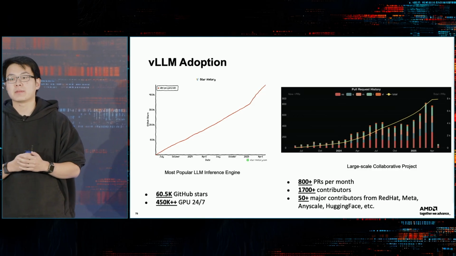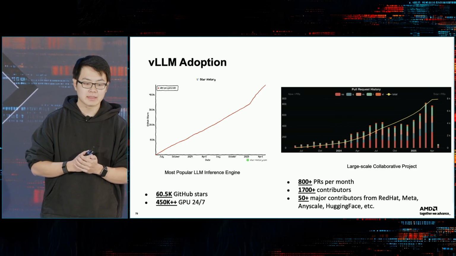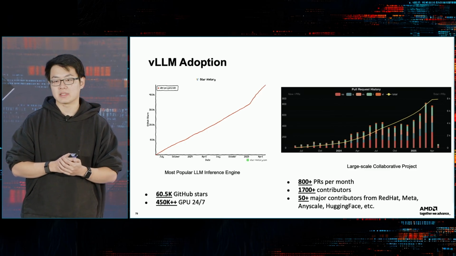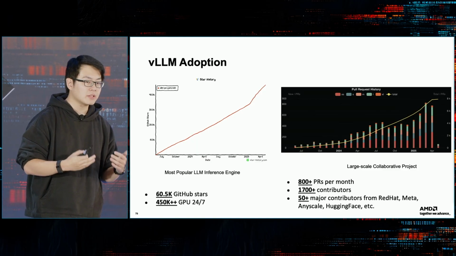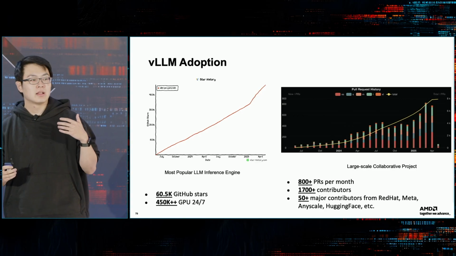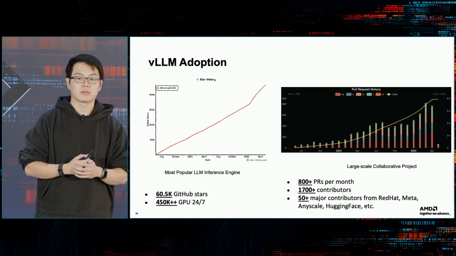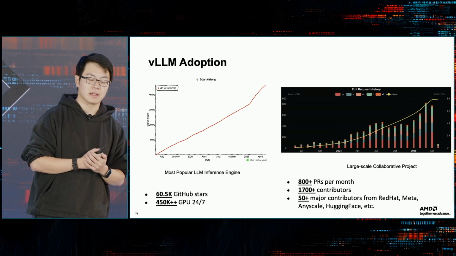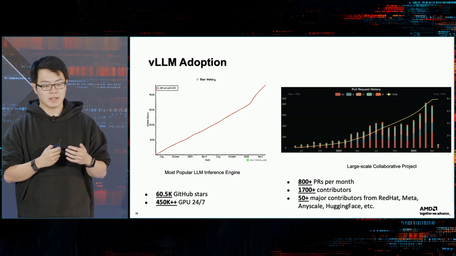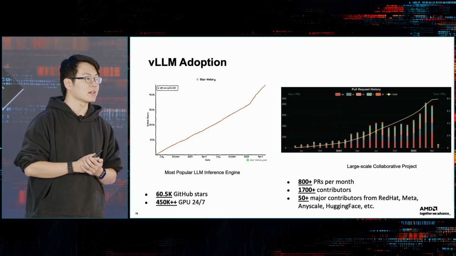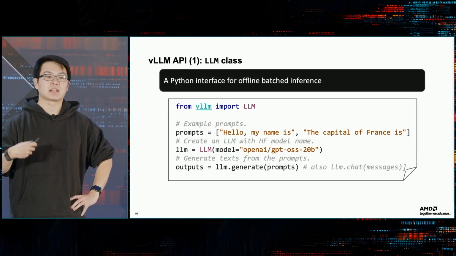This is a pretty big community we're managing here. We have about 800 PRs that open every month, and we've crossed the threshold of 1.7K contributors, and this just rapidly grows over time. The way for us to manage it is to have more than 50 full-time contributors, maintainers, and committers to manage across all these GitHub issues and PRs. We cannot do this without AMD, of course, as well as companies like Red Hat, Meta, Anyscale, and Hugging Face.